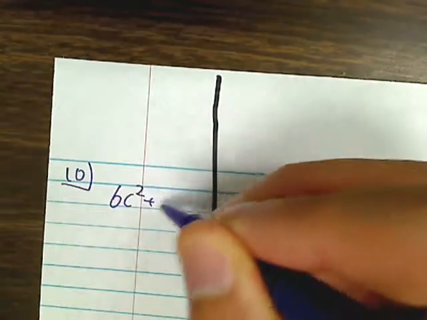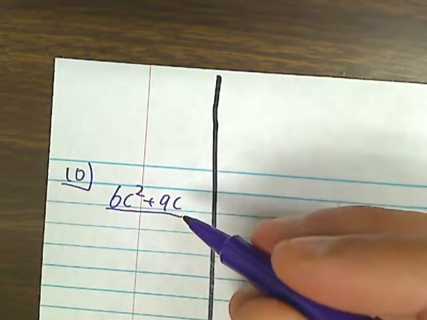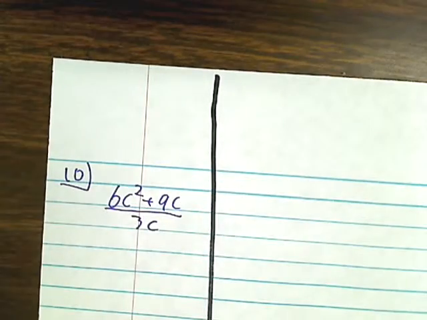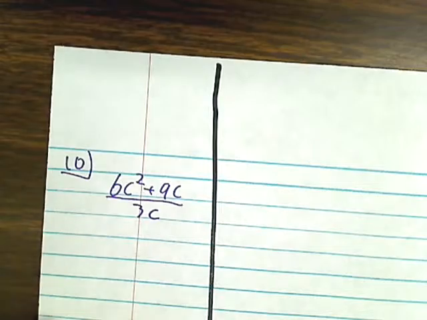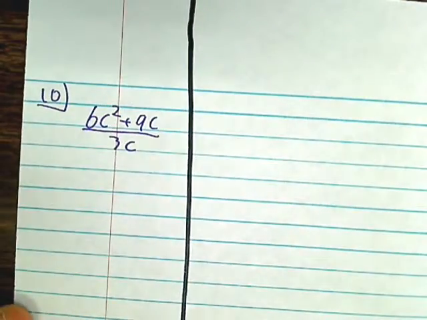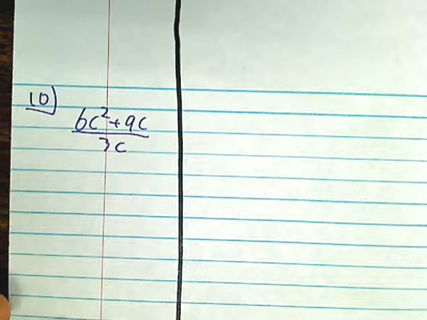6c squared plus 9c over 3c. Okay? And you can't just pick something out to cancel it. You have to factor something out, and then you can cancel it. Go ahead and try that. Factor the numerator out first, just the greatest common factor, and then reduce. Go ahead.